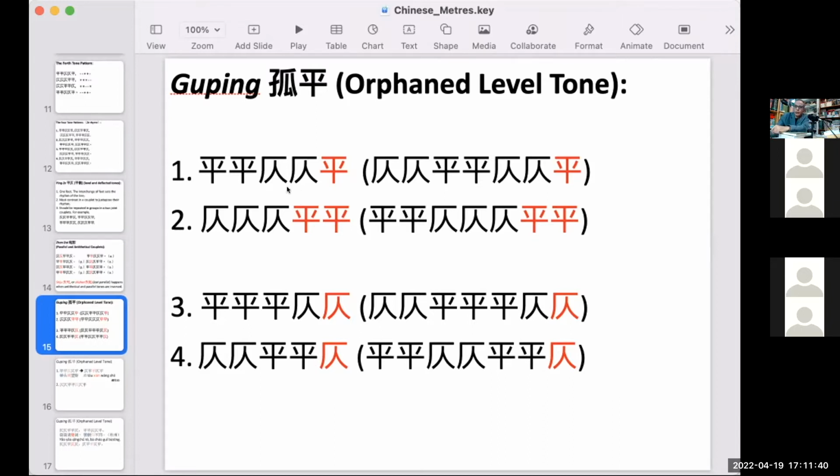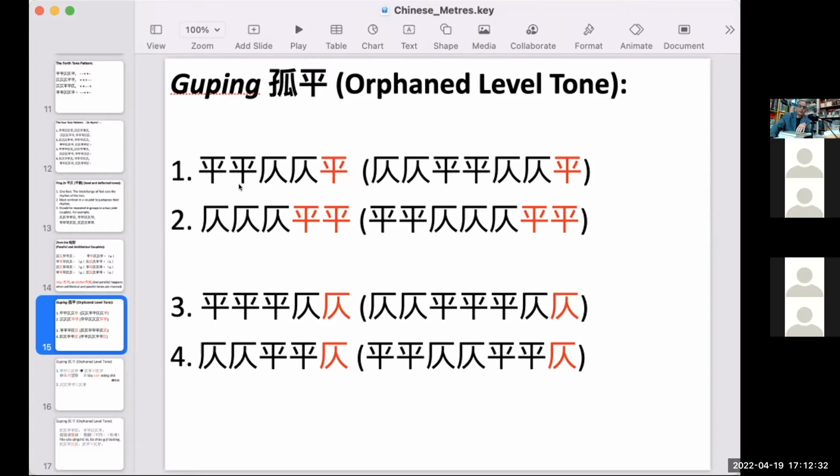Let me give you an example here. For example, let's say the poet changes the first character here, this ping, into tsu. What will happen is that we will have something called guping, because the two ping left to us are separated by two or three tsu. That means this is an error, or this is a defect. It's a shortcoming. It's something Chinese poets in the past didn't like, and they called it guping. So they didn't want to have this ping isolated.